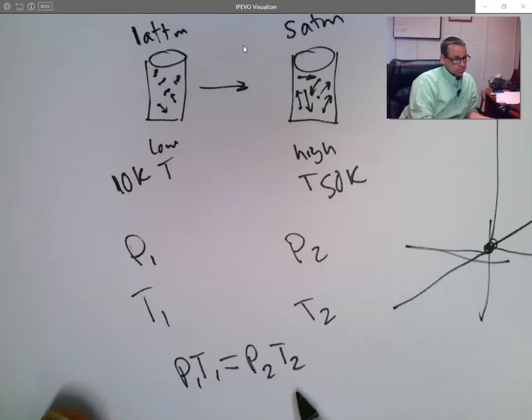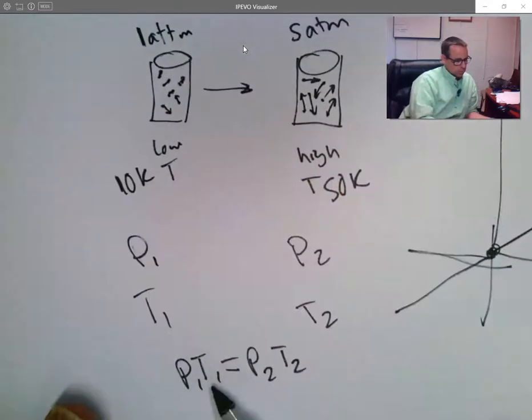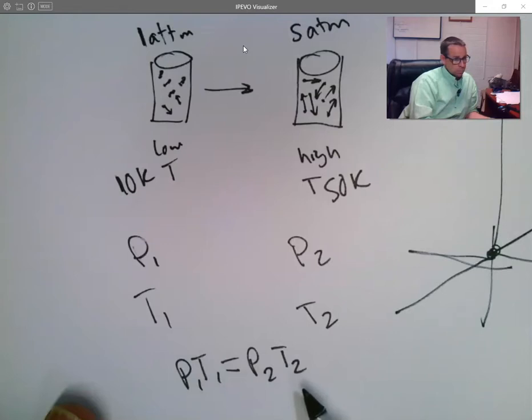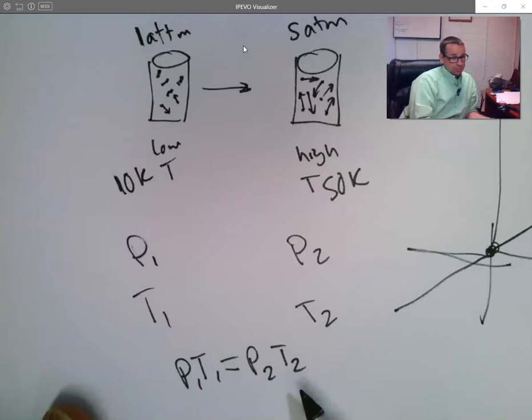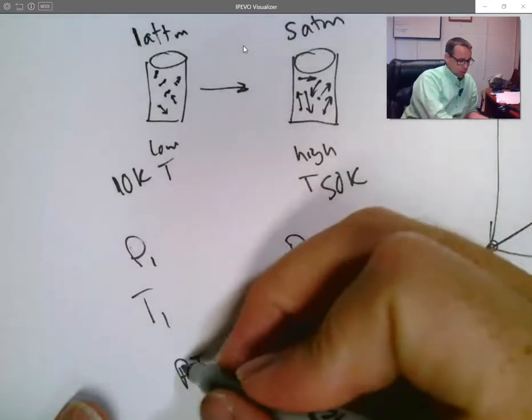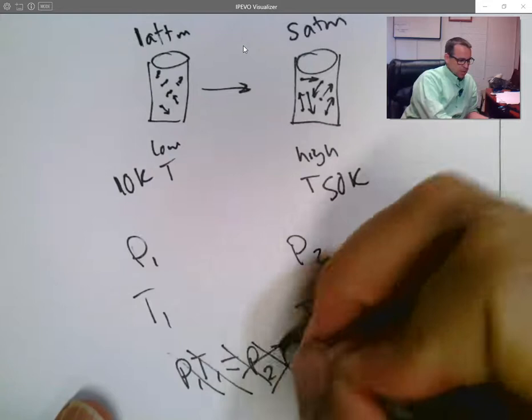Like 1 multiplied by 10 is equal to, oh wait, it doesn't work, does it? Yeah. Okay, good. So it's not that way. So what is the other way it could be?